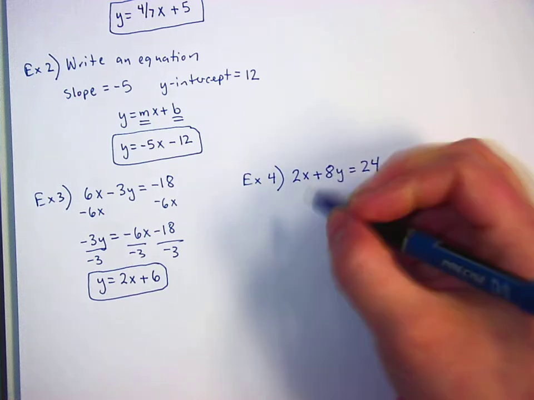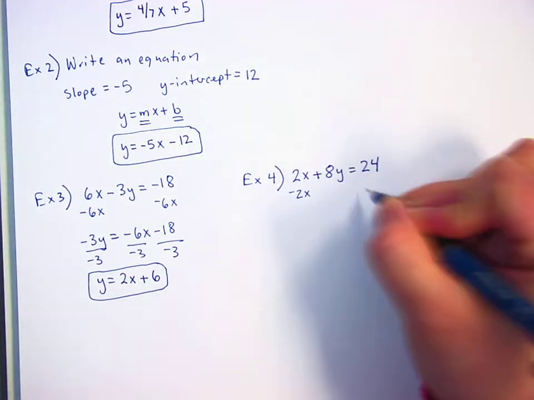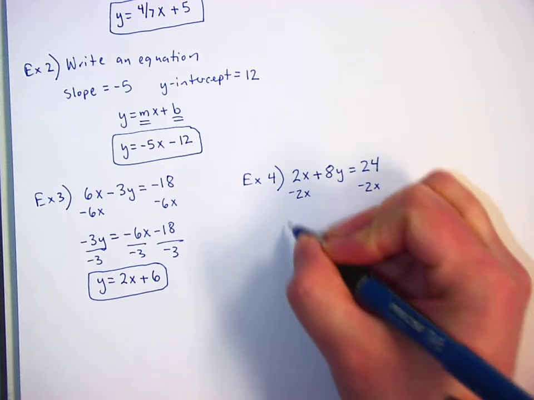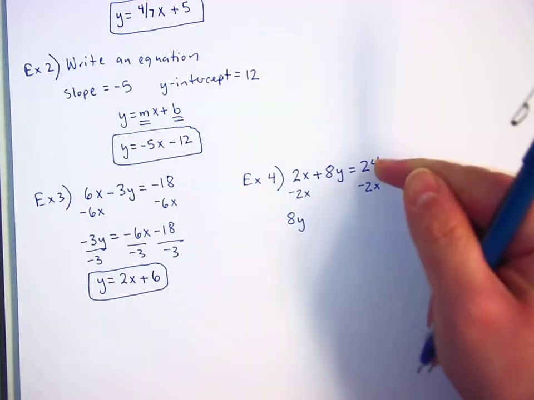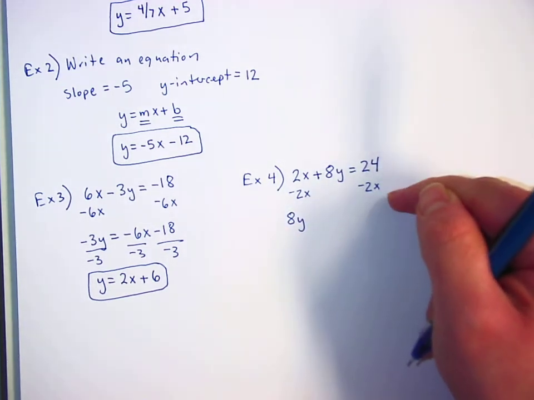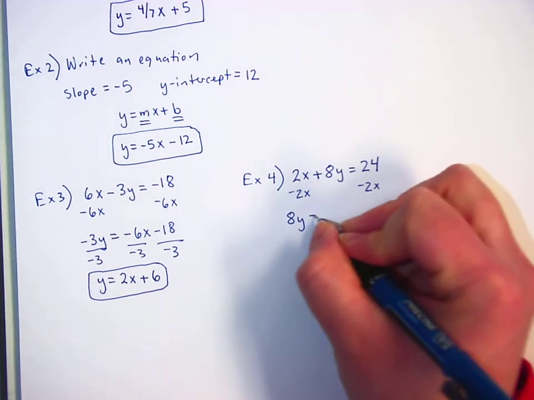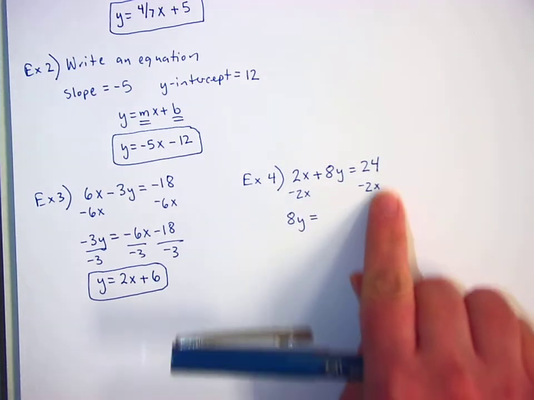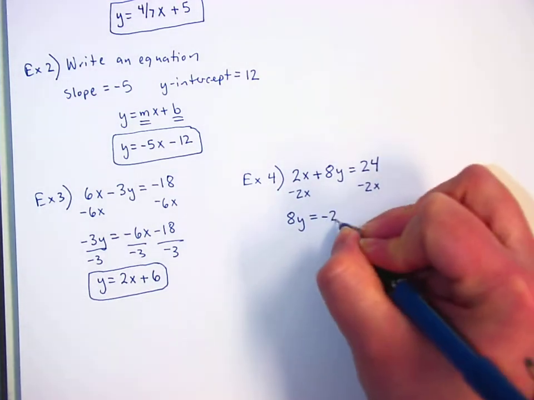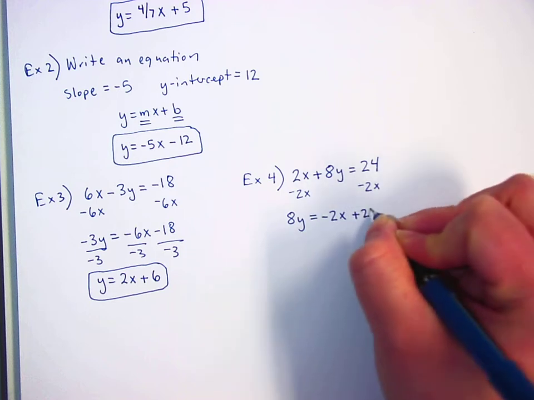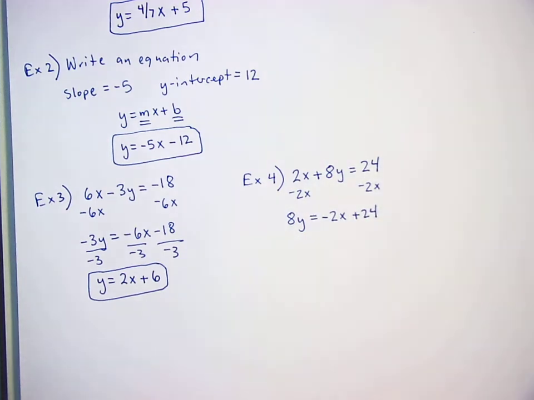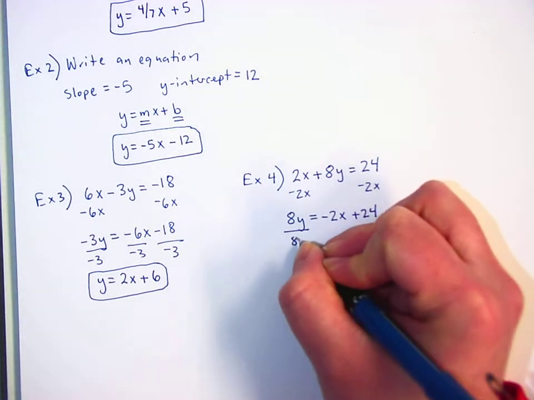Okay, I'm assuming that you paused. Hope you actually did. Subtracting 2x from both sides. I can't put that 24 and that 2 together because one has an x and one doesn't. And I want it to look like y equals mx plus b, so I'm going to put the x first. Negative 2x plus 24. Okay, and then to get y by itself, I'm going to divide by 8.